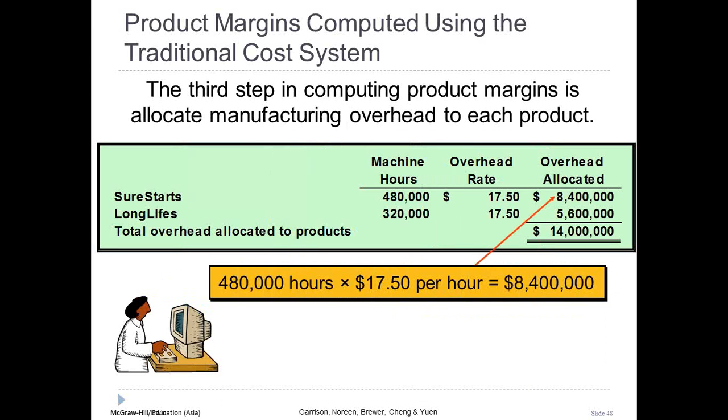The third step is to allocate manufacturing overhead to each product. For our example, 480,000 machine hours were worked on Sure Starts, so $8.4 million is the result of 480,000 hours times $17.50 per hour of manufacturing overhead. Long Lives are assigned the remaining $5.6 million, which is 320,000 hours times $17.50 an hour of manufacturing overhead.